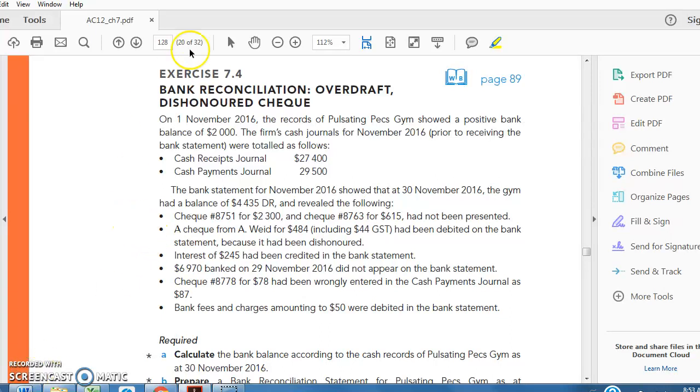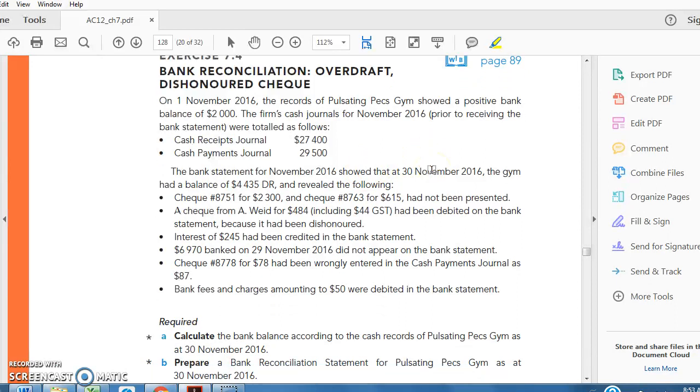Alright, looking at 7.4, so we're looking at bank recs again, however this time we bring in overdrafts and dishonored checks. So on November the 1st, 2016, the records of Pulsating PEX showed a positive bank balance of 2k. The firm's cash journals for November 2016 prior to receiving the bank statement were totaled as follows. So our business has a cash receipts journal of 27,400 and a cash payments journal of 29,500.